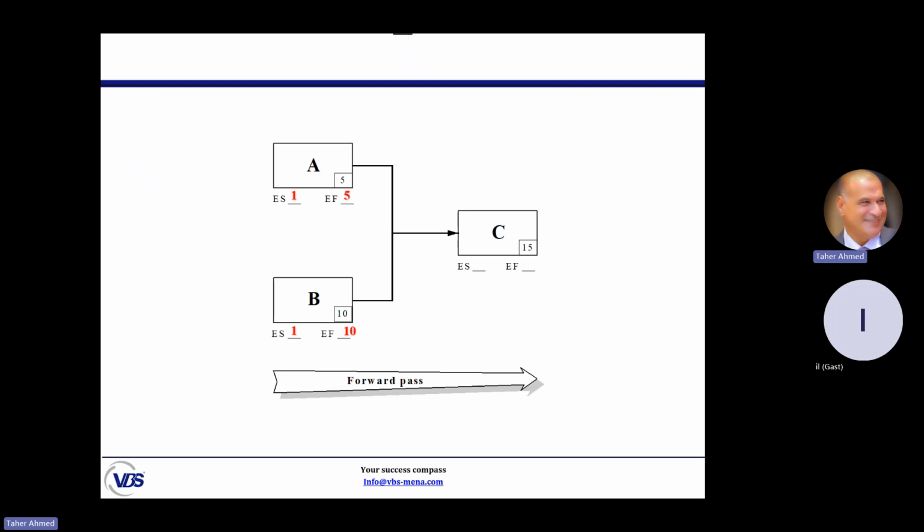It's time now to go to C. C's early start depends on the finish of A and B together. A will finish on day number 5. Can C start on day number 6?